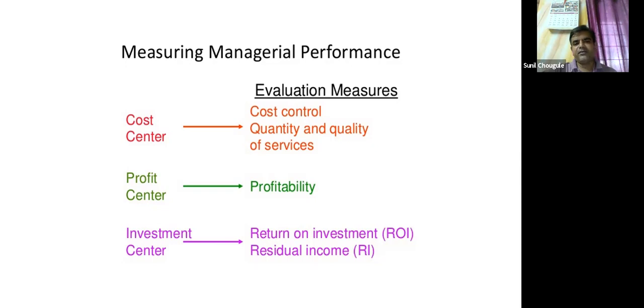In your syllabus, when you go through the one-page syllabus copy, in investment center, only return on investment is included, not residual income. So when it comes to investment center, the evaluation of the manager's performance is done on return on investment.